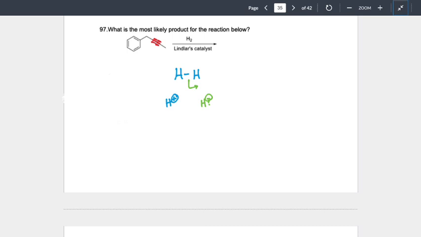Being asked to explain why something is good or bad, what should we fall back to? The same thing we fall back to every time. Charge, size, electronegativity, resonance, induction. Charge, is it charged? Yes, that's bad, not good. It's not stable. Size. Hydrogen is the smallest atom.